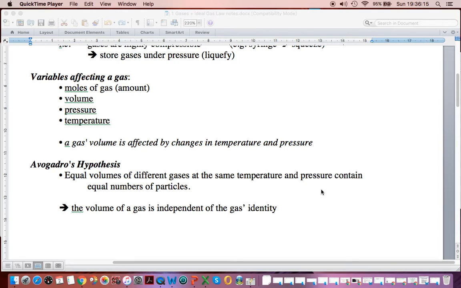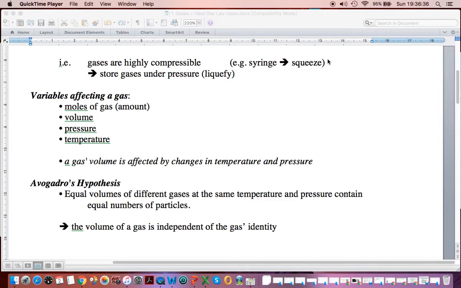I had that red mole box hanging above the whiteboard, and it didn't matter. It said chlorine, carbon dioxide, hydrogen, helium, and oxygen. Didn't matter. At room temperature and pressure, it's going to be 24.5 liters per mole of gas. So that's an introduction to some of the properties of a gas.